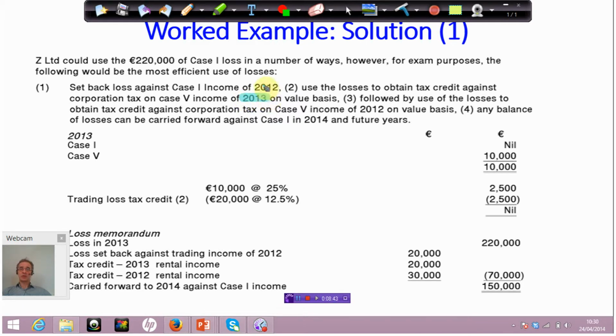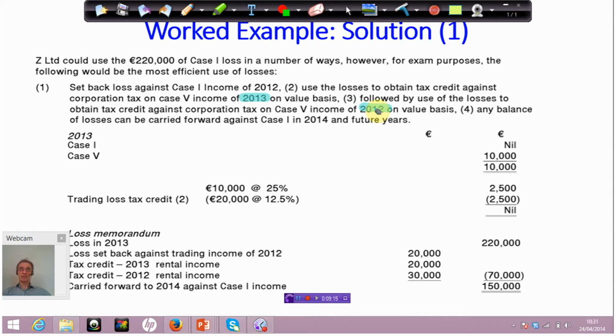against current year. So we went back first to trading income of the previous year. Now we're moving forward against other income of the current year. And then what we do is to move back again to the previous year. And each of these second and third options are on a value basis. And you remember what we said about a value basis? It's really that we're taking the loss and we're trying to establish how much of that loss on a tax basis, or value basis, needs to be utilized to offset the tax that would have been paid on the other income.